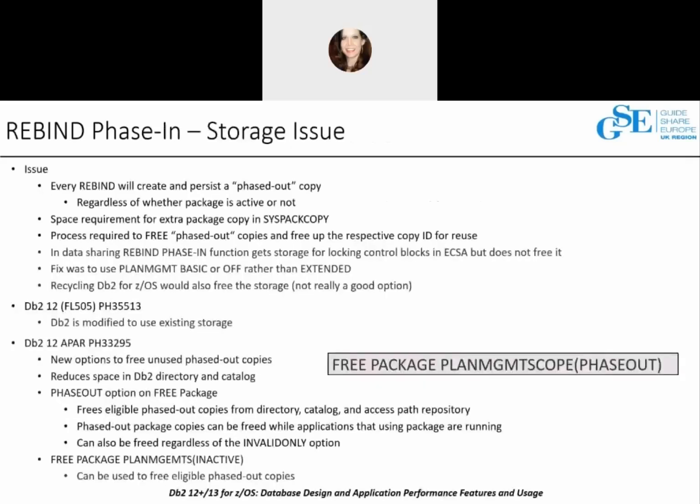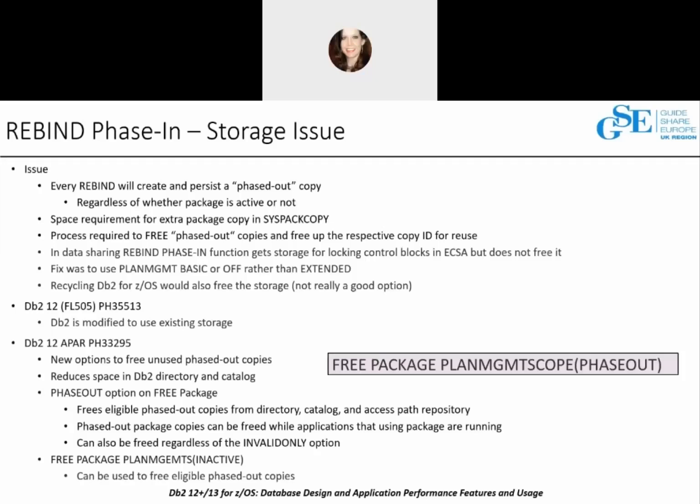There also was a storage issue with the phase-in rebinds because it kept all the phased-out copies, and that, of course, leads to storage problems. We're not freeing up space like we should. And also there was a storage issue with data sharing where it was keeping control blocks in ECSA, not freeing them. So in 505, some of that storage was modified so that it was better utilized.